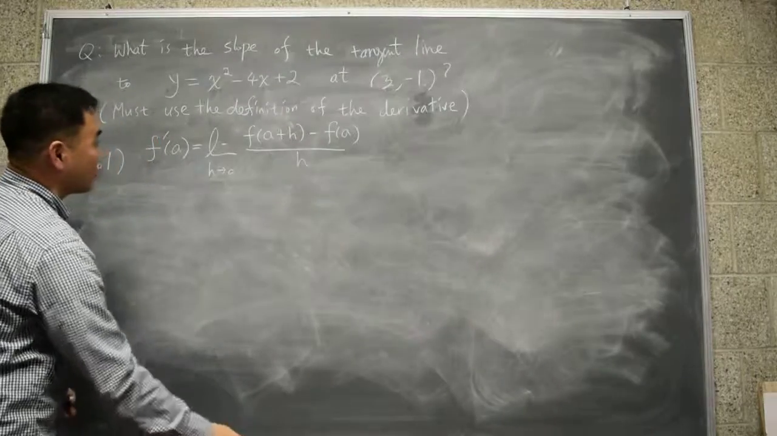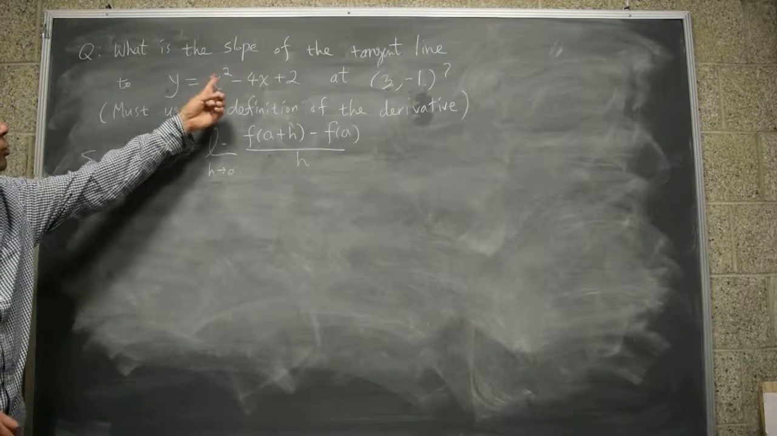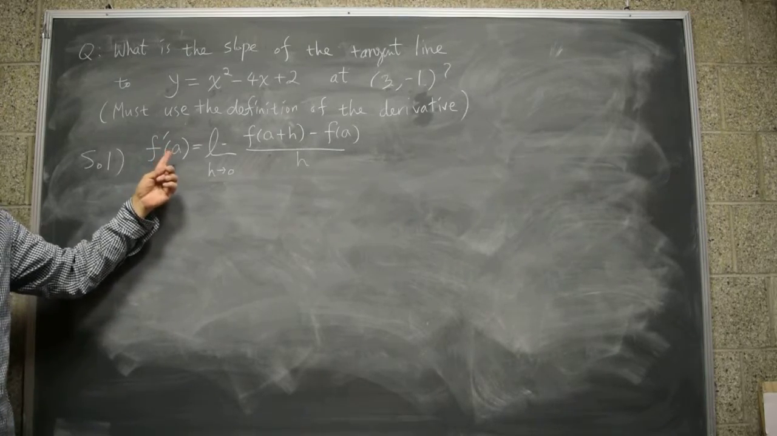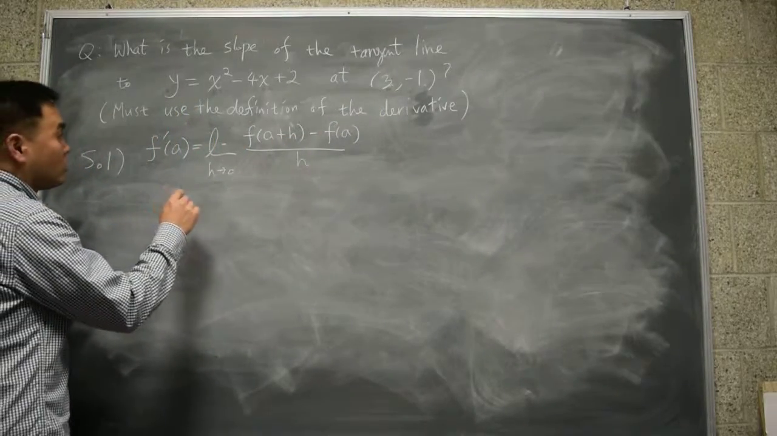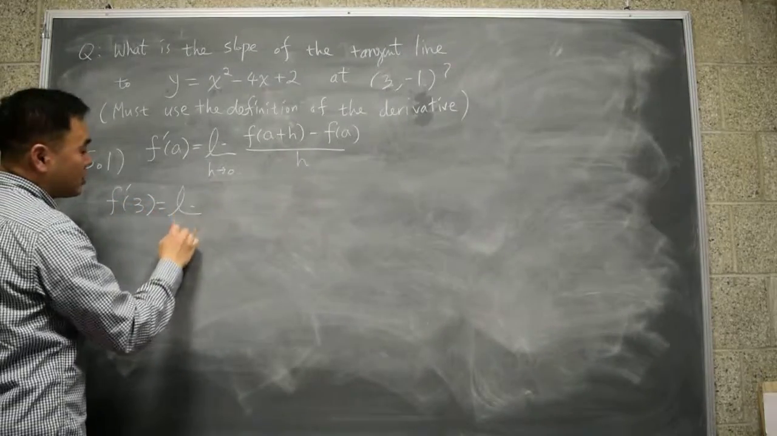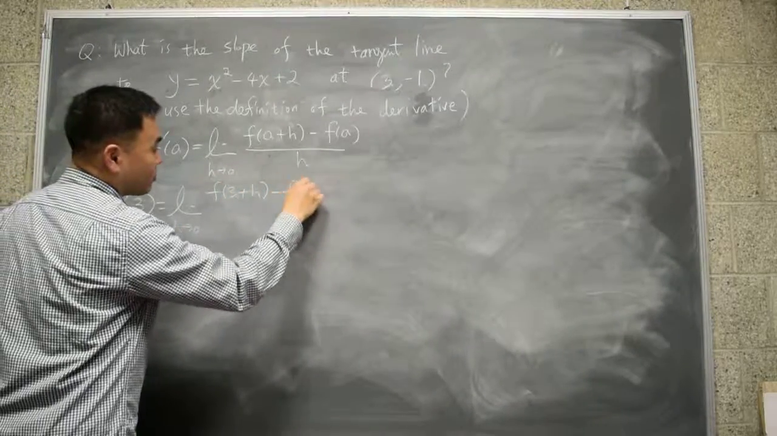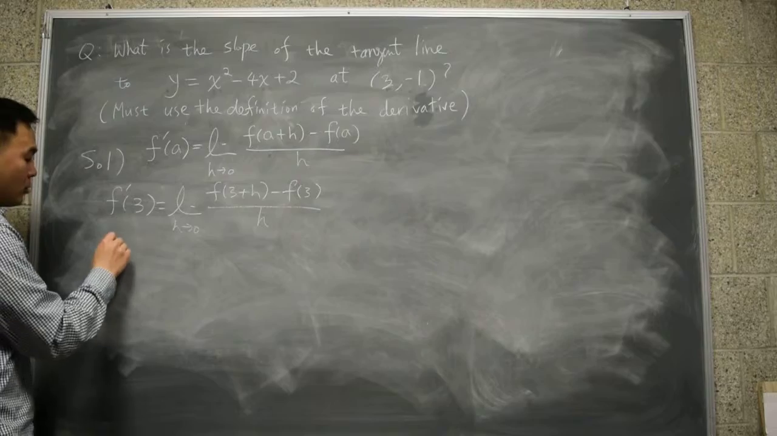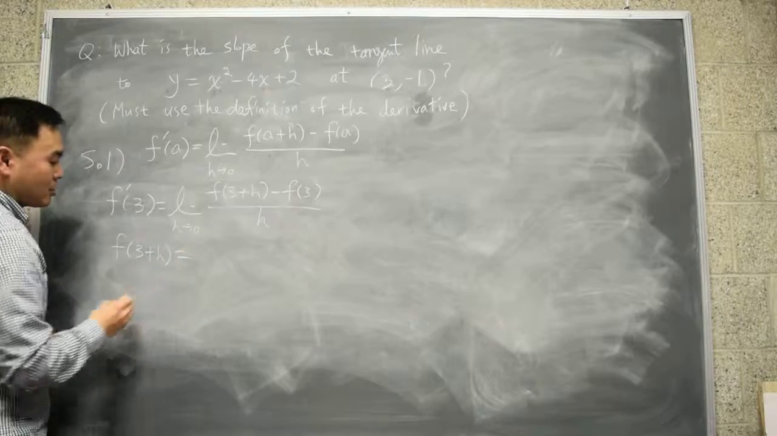Let's go back to the question. So how do we solve this? Well, here, this is the graph of y equals f of x, and f prime of a is the slope of the tangent line at x equals a. What is the x value? X is 3, right? So what you need to do is use this formula for a equals 3, which is the limit as h goes to 0 of f of 3 plus h minus f of 3 over h. Okay, that means we need to figure out what f of 3 plus h is.